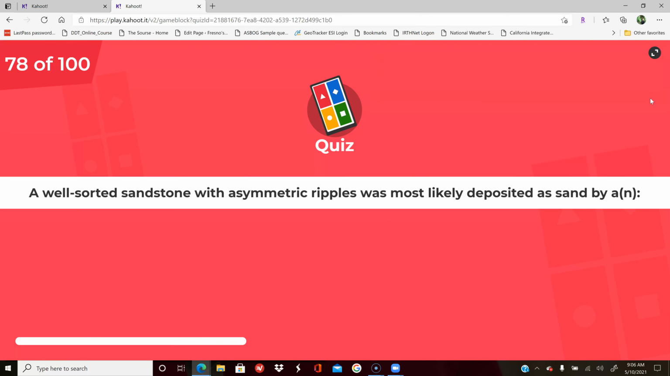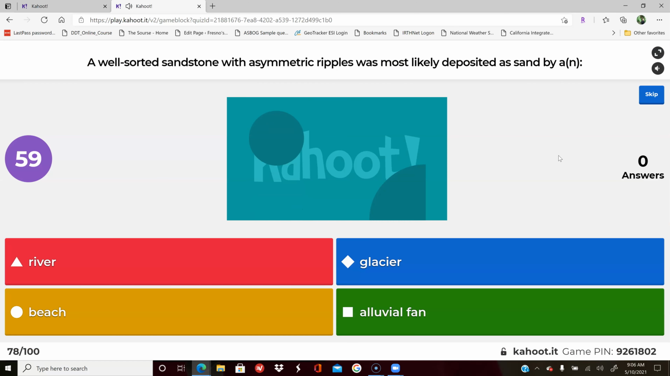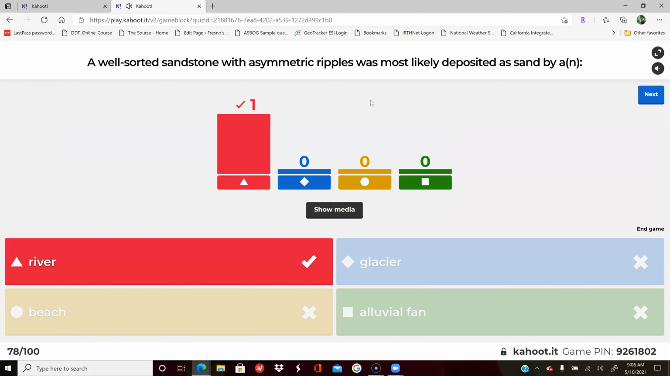A well-sorted sandstone with asymmetric ripples was most likely deposited as sand by a river, glacier, beach, alluvial fan. So key here is asymmetrical ripples, so we're looking at something like a river. If it said symmetrical ripples, you're looking at something more like a beach where you have oscillating current back and forth.